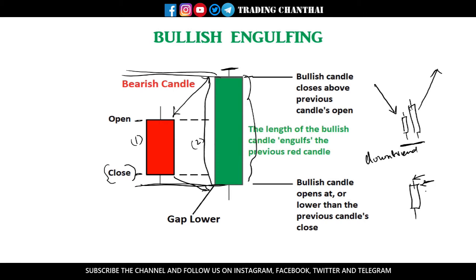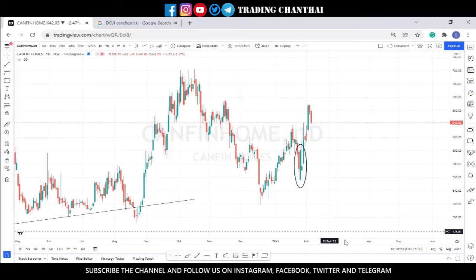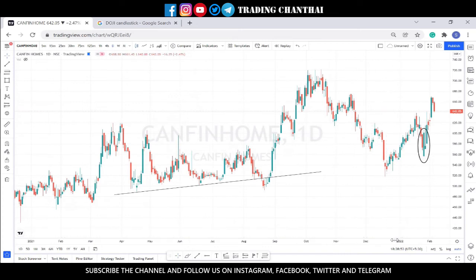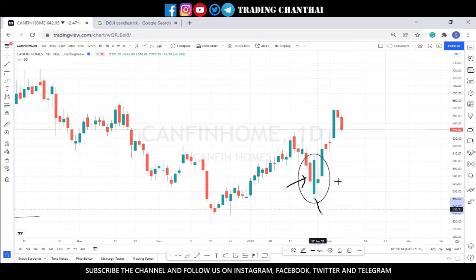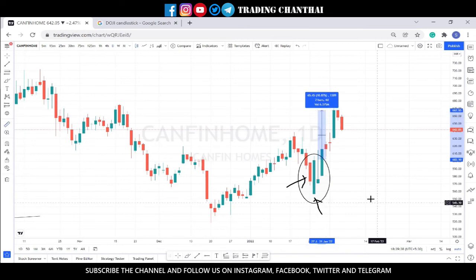So let us check now the live example. I have taken Canfin Homes for the example. As you can see, I have marked the bullish engulfing pattern. This is a red candle and then this is a bullish engulfing candle. So this candle has engulfed the previous candle, which means there is going to be a potential reversal after a downtrend. As you can see, though this candle is not that good, it has moved up from there also. So it has made a profit of about 11%, which is a good return.